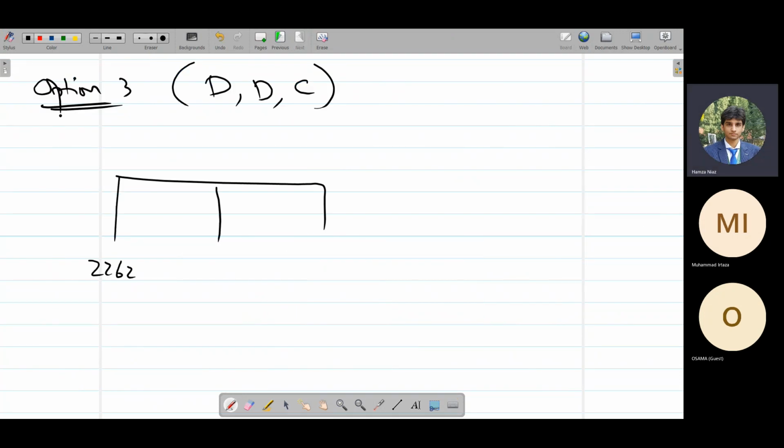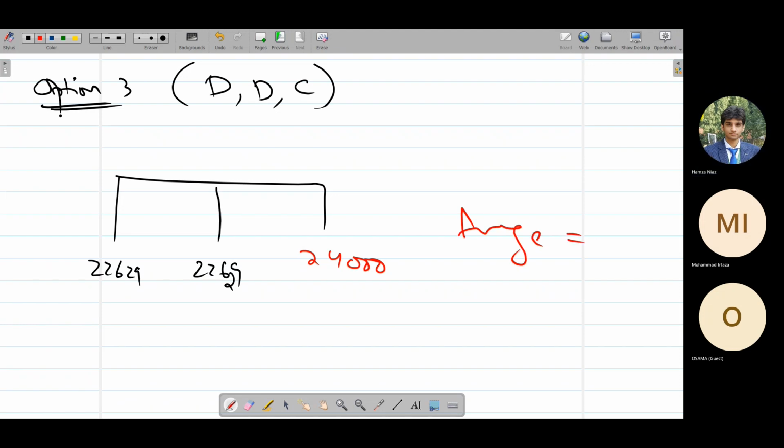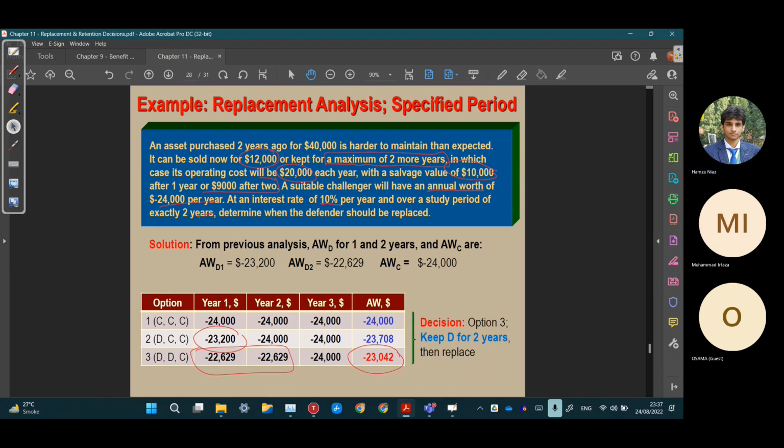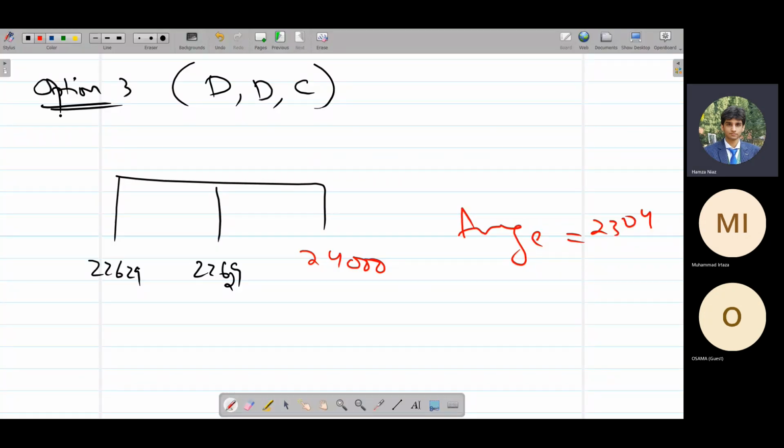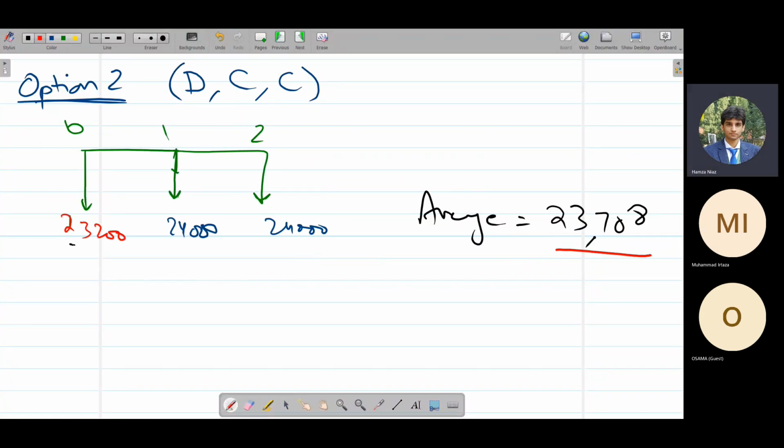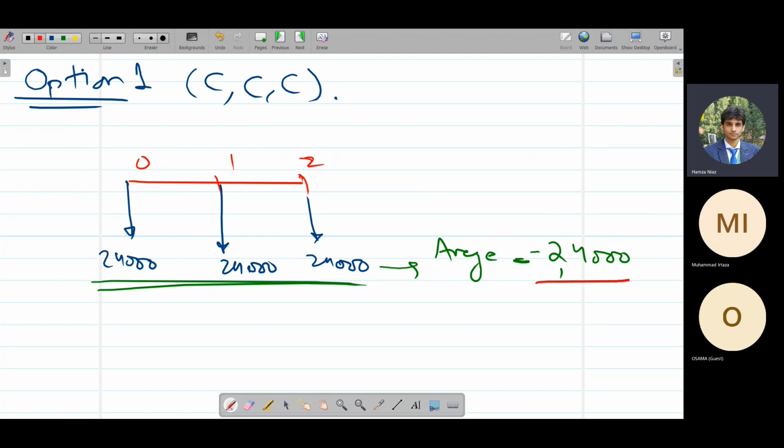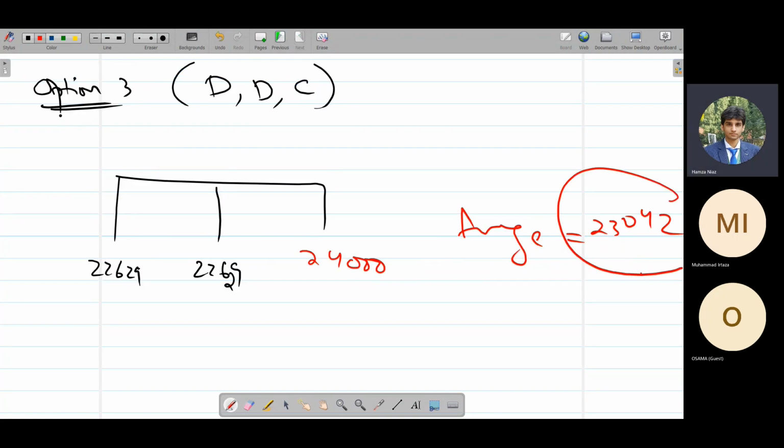So 22,629, again 22,629, because this is the annual operating cost, and the cost of the challenger was again 24,000. So if we again take its average, we can get the value as 23,042. So we now have these three averages: 23,042, 23,708, and 24,000. We are going to select the minimum value. The minimum value was this. So the most optimum choice would be to retain the defender for 2 years and then replace it with the challenger.